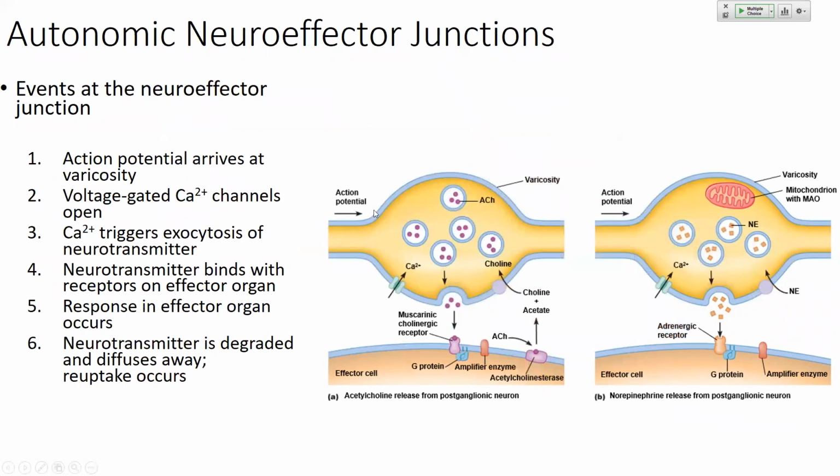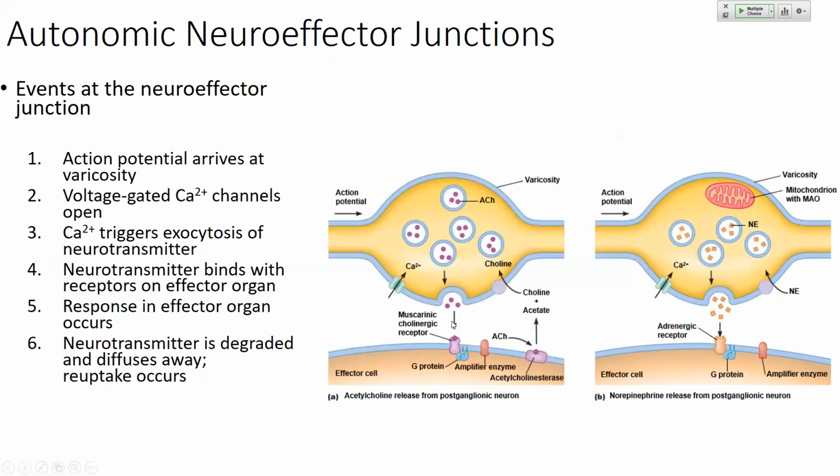When it arrives here, it's going to trigger these voltage-gated calcium channels. Remember we said on the membrane of the varicosity are voltage-gated calcium channels. The action potential gets to this varicosity, triggers these voltage-gated calcium channels, and opens them such that calcium rushes into this varicosity, and that will trigger exocytosis. Now, exocytosis occurs, and this neurotransmitter is released into the neuroeffector junction here.